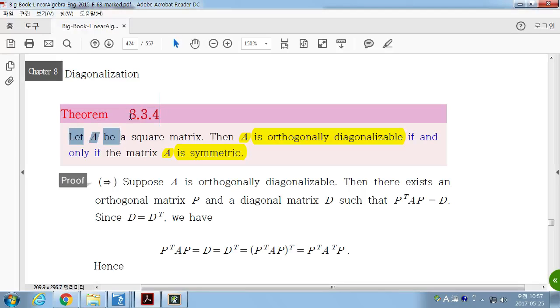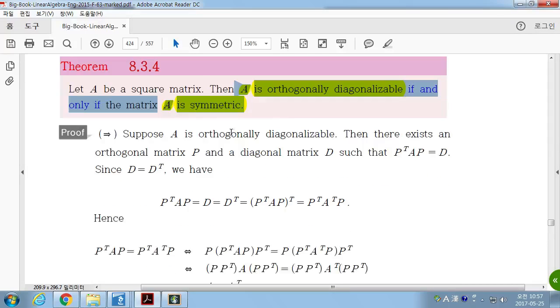The following theorem is given. For a square matrix A, A is orthogonally diagonalizable if and only if A is symmetric. So if A is symmetric, we can show A is orthogonally diagonalizable. And also if A is orthogonally diagonalizable, we can show A is symmetric.